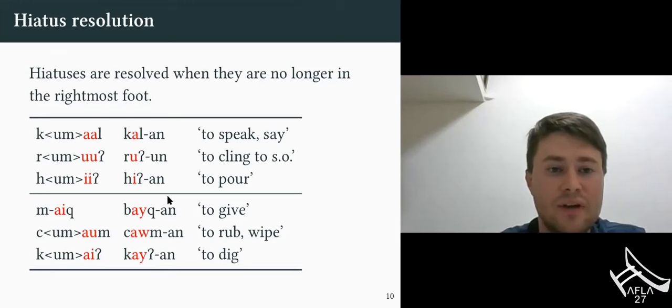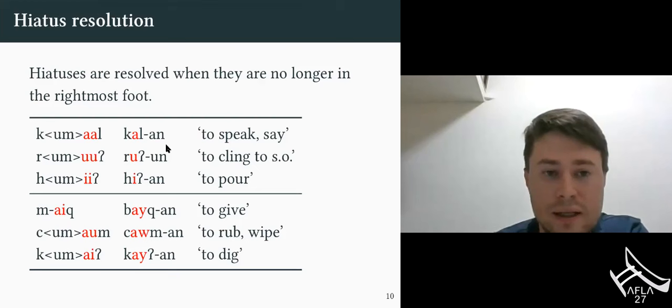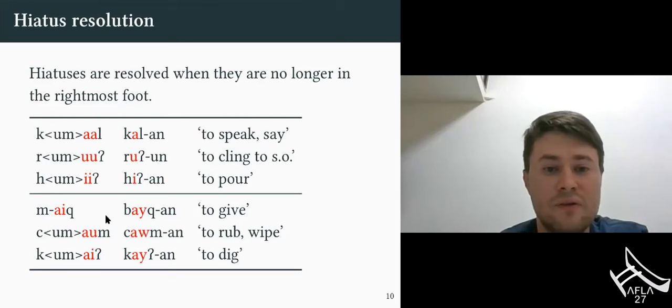And for the first type, if it's two of the same vowel, then they just get merged into a single vowel. So kuma'al, and again, you can clearly hear the two vowels here in the speaker's pronunciation. Stress is final. There is no intervening glottal stop here. And it becomes kalan with just a single vowel when it's suffixed. Whereas if it's a low vowel followed by a high vowel, the high vowel becomes a glide, so they form a sort of CVG syllable.